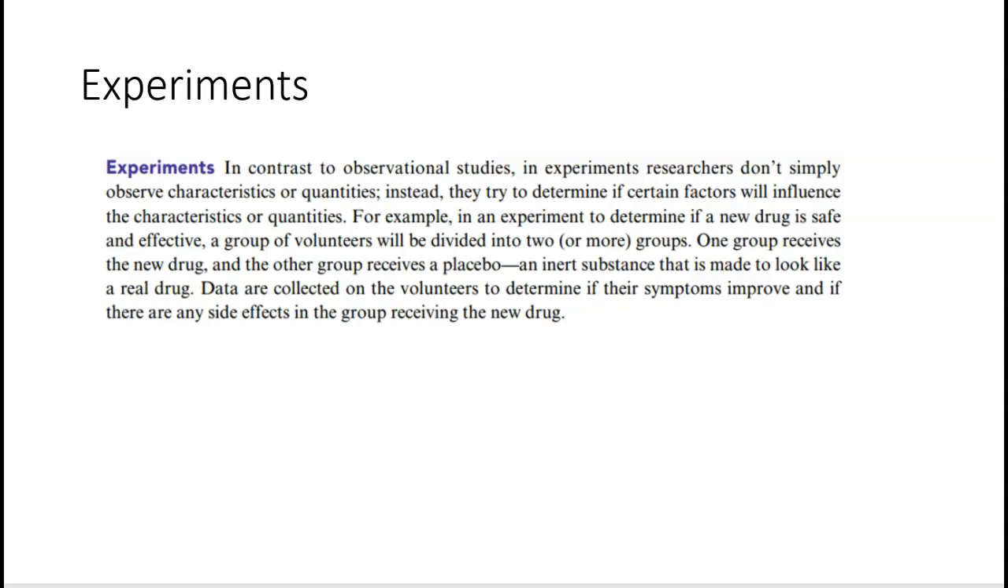Experiments. In contrast to observational studies, researchers don't simply observe. They try to determine if certain factors will influence. For example, to determine if a new drug is safe and effective, a group of volunteers will be divided into 2 or more groups, one receiving the drug and the other receiving the placebo. Data is collected to determine how effective that drug is. So in observational studies, we're not changing anything, we're just observing, but in experiments, we are changing factors.